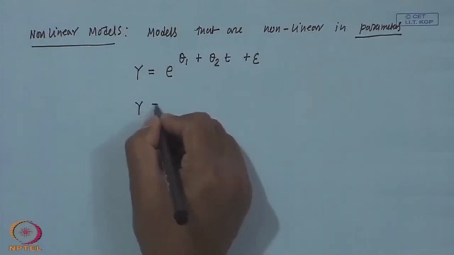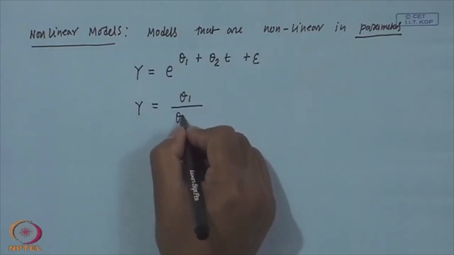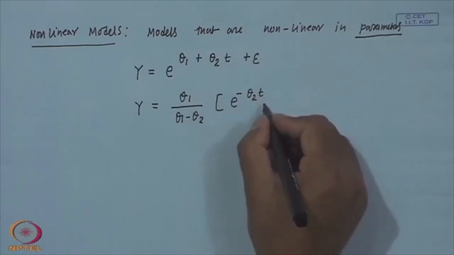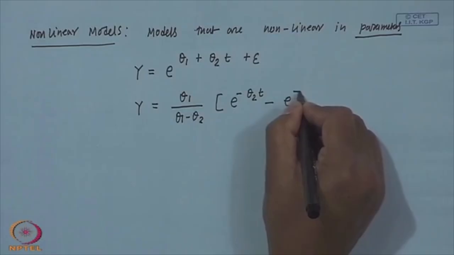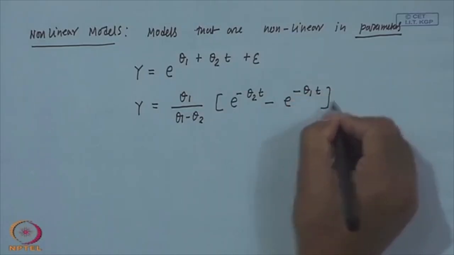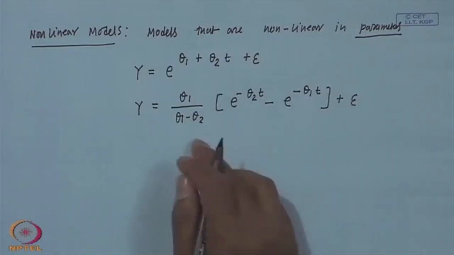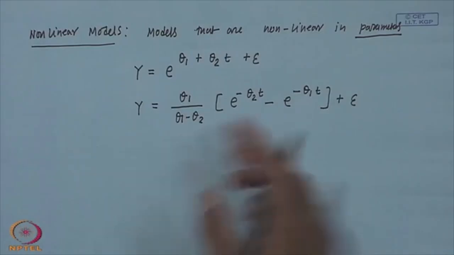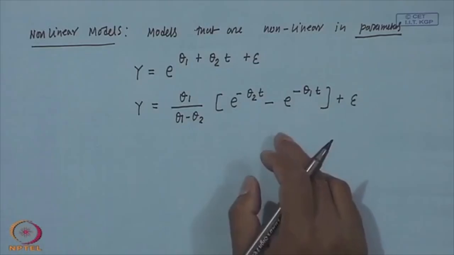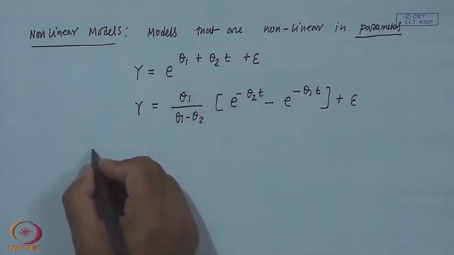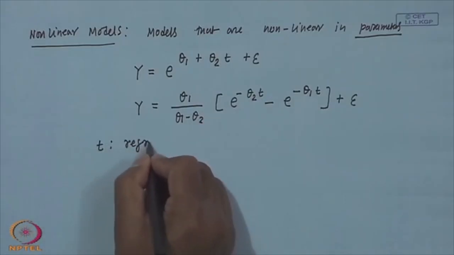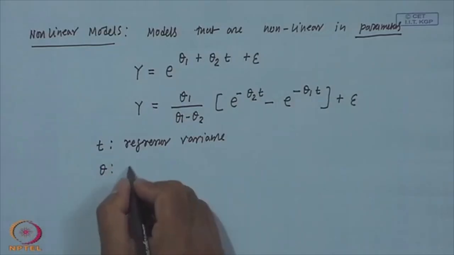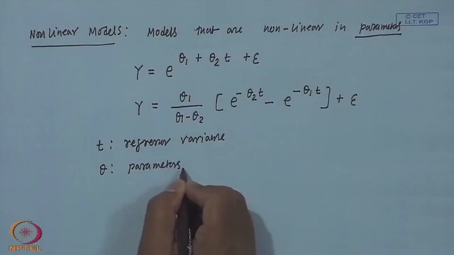So, let me give one more example. Say y equal to theta 1 by theta 1 minus theta 2 into e to the power of minus theta 2 t minus e to the power of minus theta 1 t plus epsilon. So, this is very clear that this model is nonlinear in parameters. So, the parameters are theta 1 and theta 2 here, and this is also nonlinear. So, these are the nonlinear models, and here t is regressor variable, and theta are parameters. Okay.